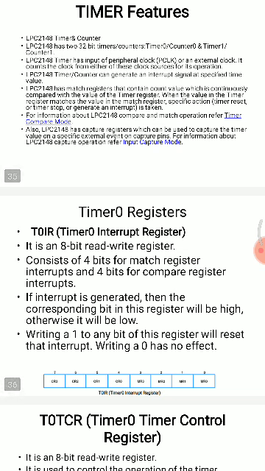These are all the timer 0 registers. T0IR, the timer 0 interrupt register, is an 8-bit read/write register. It consists of 4 bits for match register interrupts and 4 bits for capture register interrupts. If an interrupt is generated, the corresponding bit in this register will be high, otherwise it will be low. Writing 1 to any bit of the register will reset that interrupt, and writing 0 has no effect.